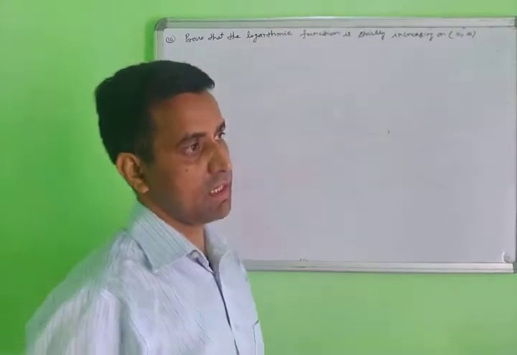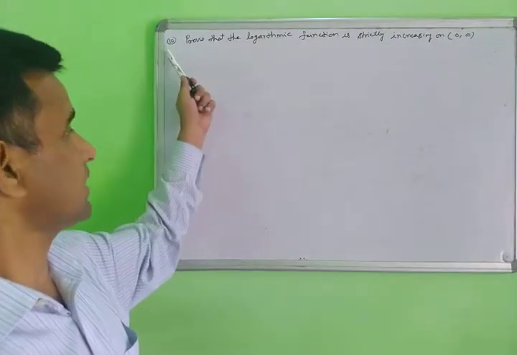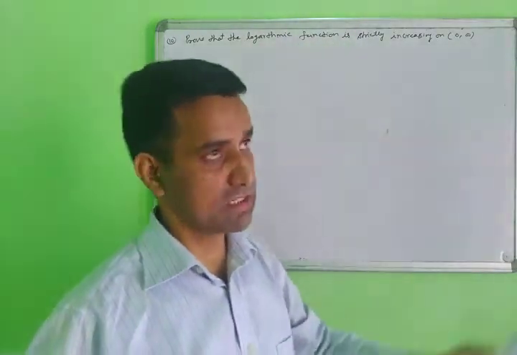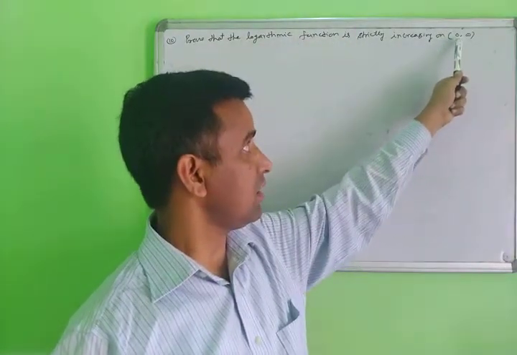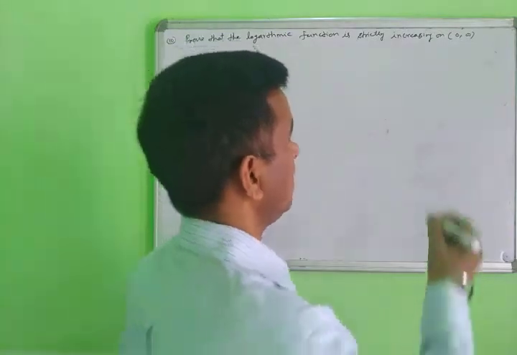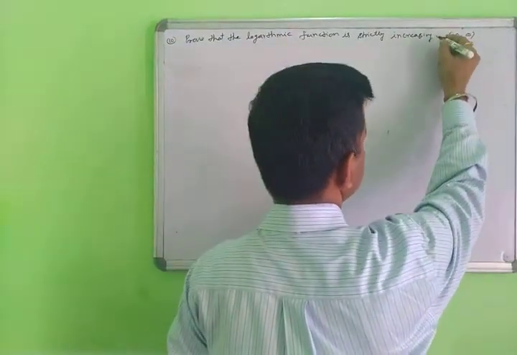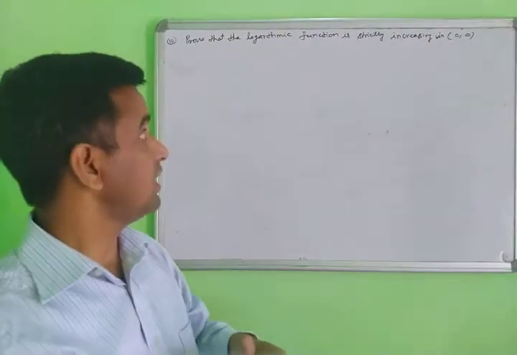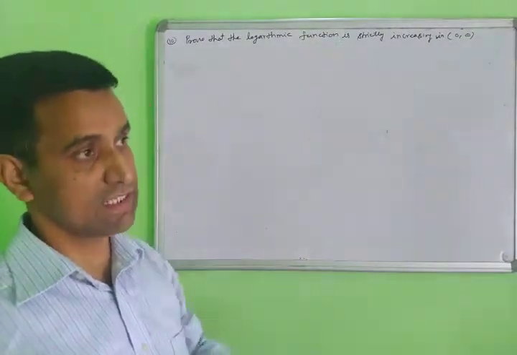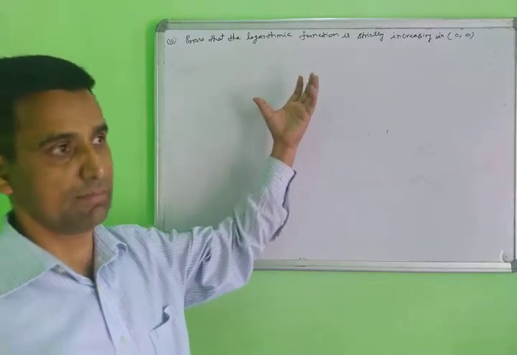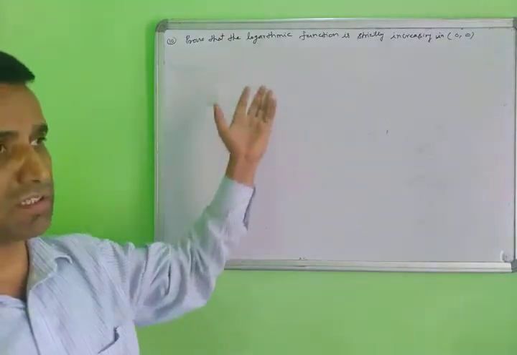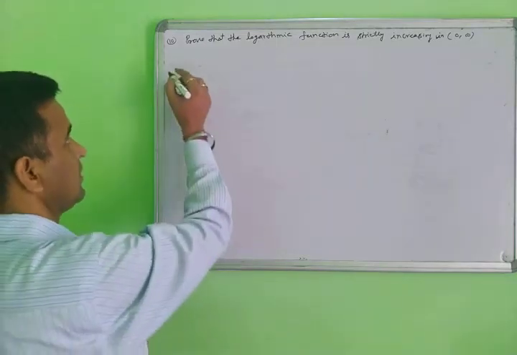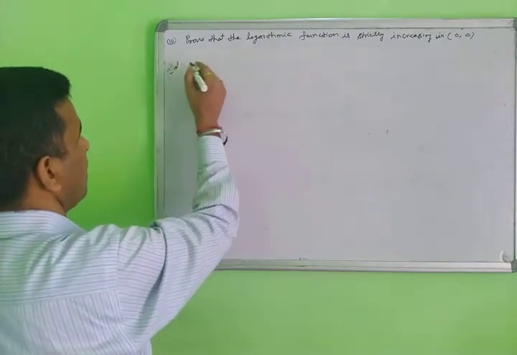Yes, students. Next, I am taking question number 10, same exercise. Prove that the logarithmic function is strictly increasing in the interval 0 to infinity. In this interval, the logarithmic function is strictly increasing. Now check this. This is a very simple question. When you read the question, it looks dangerous, but it is not dangerous. It is a very simple question.